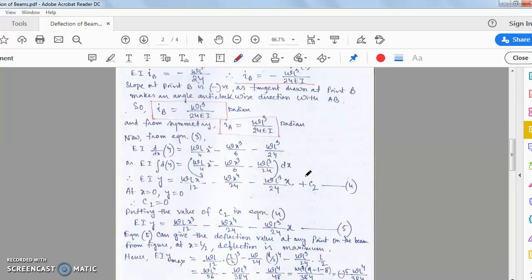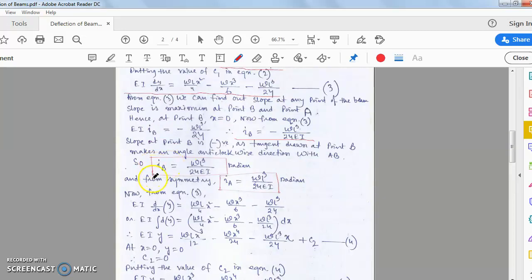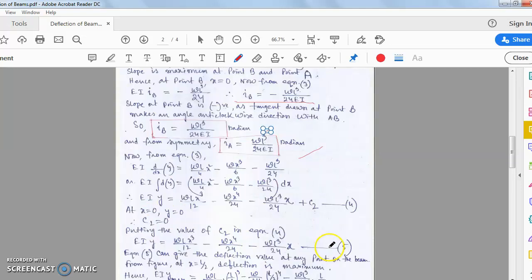So we'll take the magnitude only. So theta B is equal to WL cube by 24 EI radian. Okay. Now from similarity, at point A a similar amount of slope will come. So theta A equals WL cube by 24 EI radian. Now from equation 3 we can arrange like this. After integration of both sides we get the expression like this, equation 4. C2 is the arbitrary constant. You will have to find the value of C2 from the boundary condition.